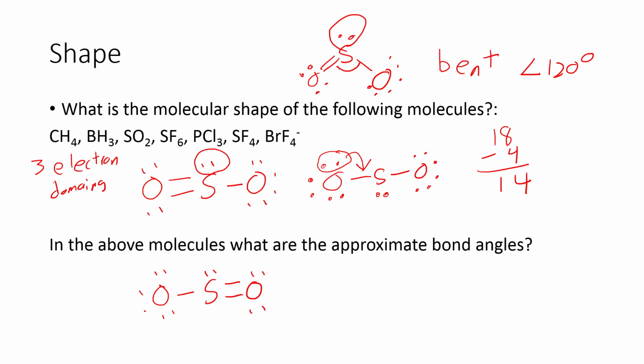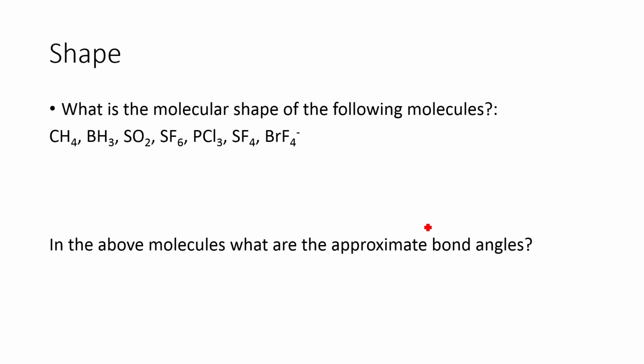So let's look at another molecule. Let's look at SF6. So here we know sulfur is our central atom. We've got a total of 6 fluorines.